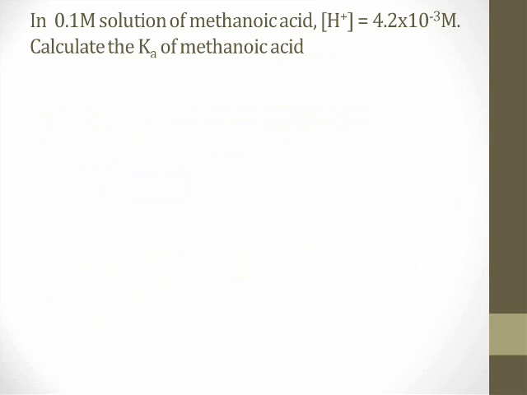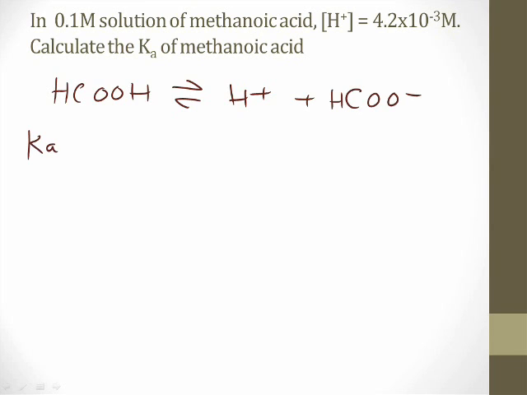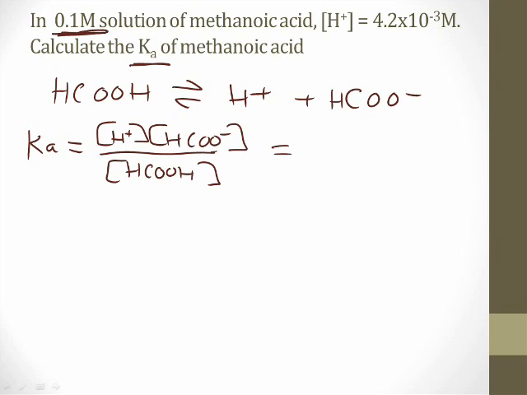Let's try a problem here. We have a 0.1 molar solution of methanoic acid. So the hydrogen ion concentration is 4.2 times 10 to the minus 3 moles per liter. We want to calculate Ka of methanoic acid. So methanoic acid is this, and it will break down into H+ plus the conjugate base. Let's write the formula. Ka equals the products over the reactant. Let's write what we're given, 4.2 times 10 to the minus 3, and this one will be the same because it's dissociated. They have to be equal because they break down into equal concentrations.